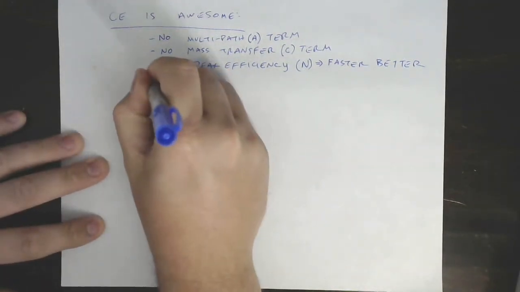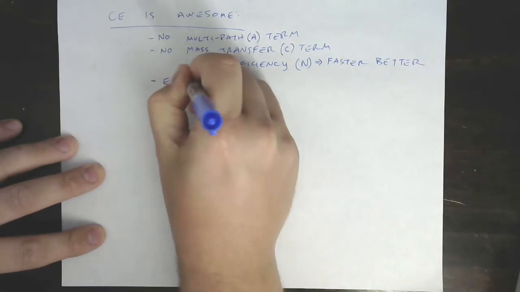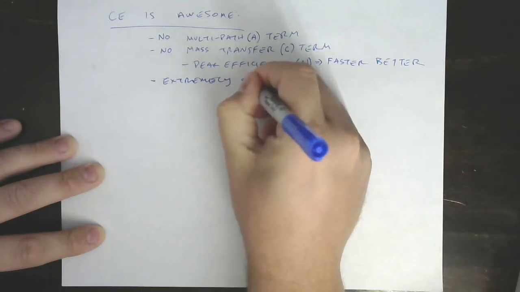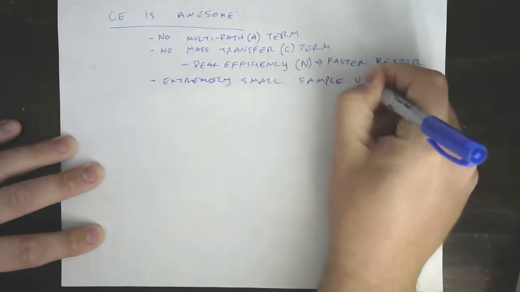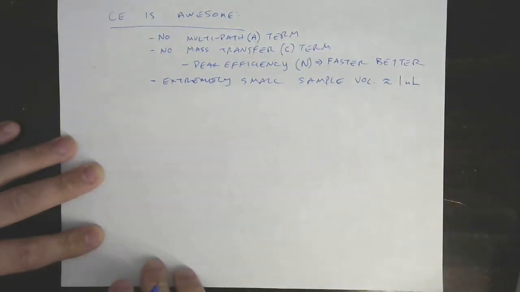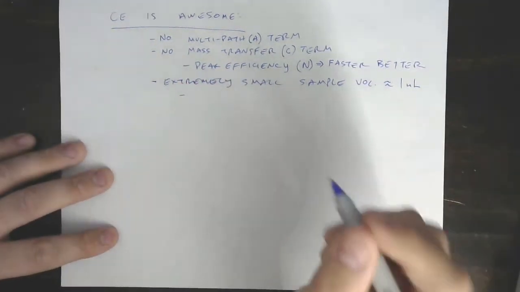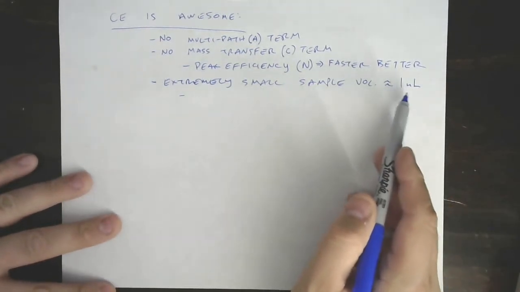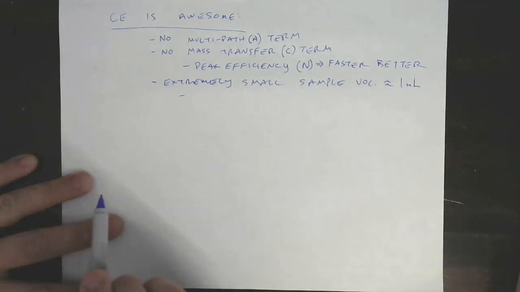Here's another thing that I find extremely intriguing: extremely small sample volumes. We're talking about on the order of 1 nanoliter. This is the volume that gets injected into the capillary. One of the things that makes this so powerful, besides just being cool in and of itself, is that if you have a sample limited system you want to study, this is a great way to do it because you're not going to use much of that sample.